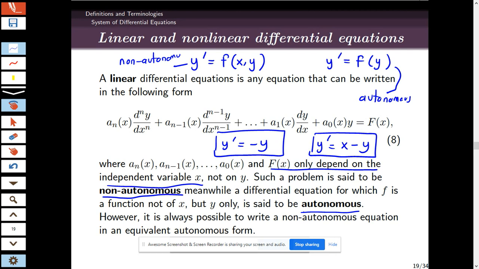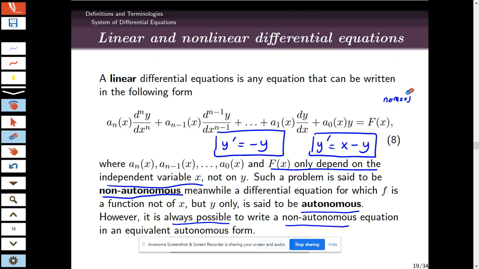But then it is always possible to write a non-autonomous equation into an equivalent autonomous form. So sometimes we have this non-autonomous, you can write it in terms of autonomous form. It is possible. That's why sometimes I won't be worrying about my x too much. I'm worried about my y value.